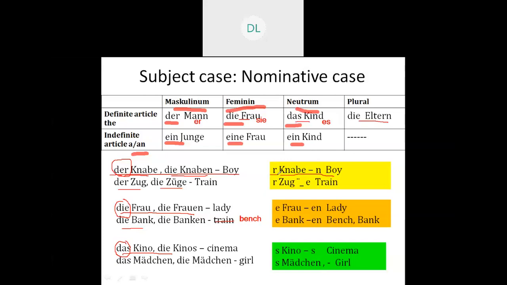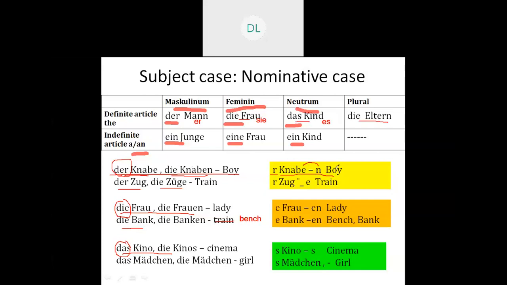What does this r denote? From where is this r coming? This r is coming from your der. It indicates that your noun is masculine. And when I remove this comma dash and I add this n, that will be Knaben, that is your plural. Der Knabe, die Knaben, and the meaning is boy.